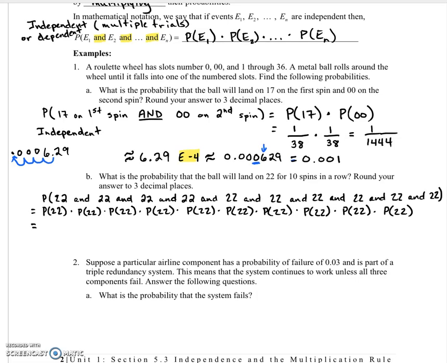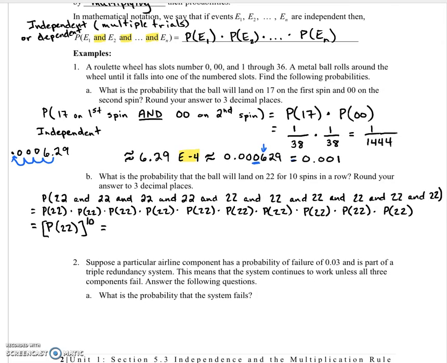Hopefully everybody remembers, and if you don't, you should be talking about this in your other math class also. Anytime we multiply something by itself, we can just say it's that thing raised to an exponent, and the exponent is how many times it is. So in this case, we had the probability of landing on 22, and we had 10 of them. So we can put to the 10th power up there.